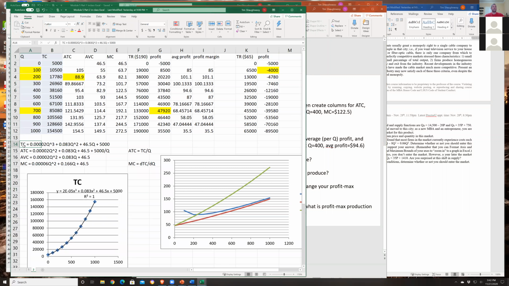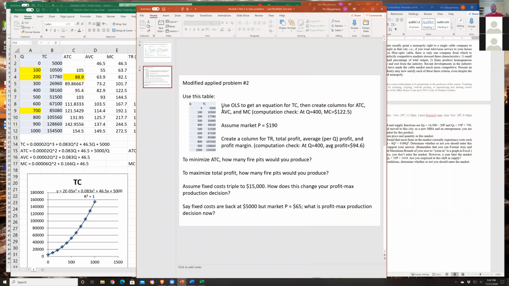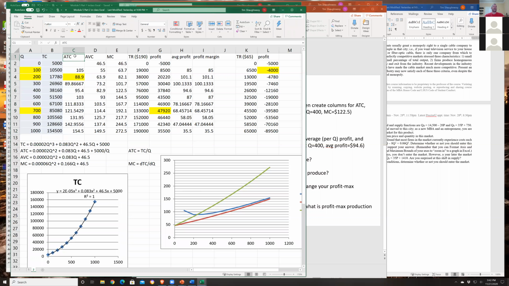So now I've got this equation here, and I say, create columns for average total cost, average variable cost, and marginal cost. Creating columns for those things might just mean putting these labels in the headers, but you do actually need to put numbers in this part of the table. So you need to figure out how you're going to calculate that.